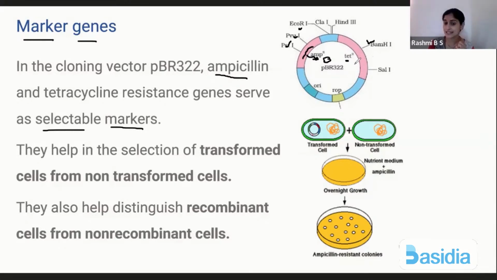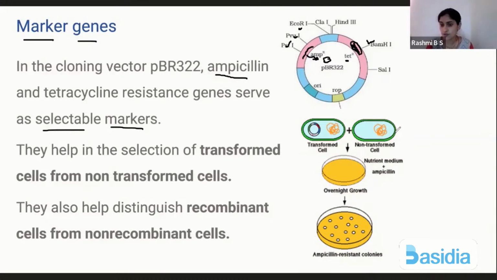Same way, the tetracycline resistance gene is somewhere here. This gene makes some protein, and that protein makes the bacteria protective against tetracycline. What is the advantage of this? Why should the plasmid have these resistance genes? How can we exploit that? Okay, see. Let us see these two cells.